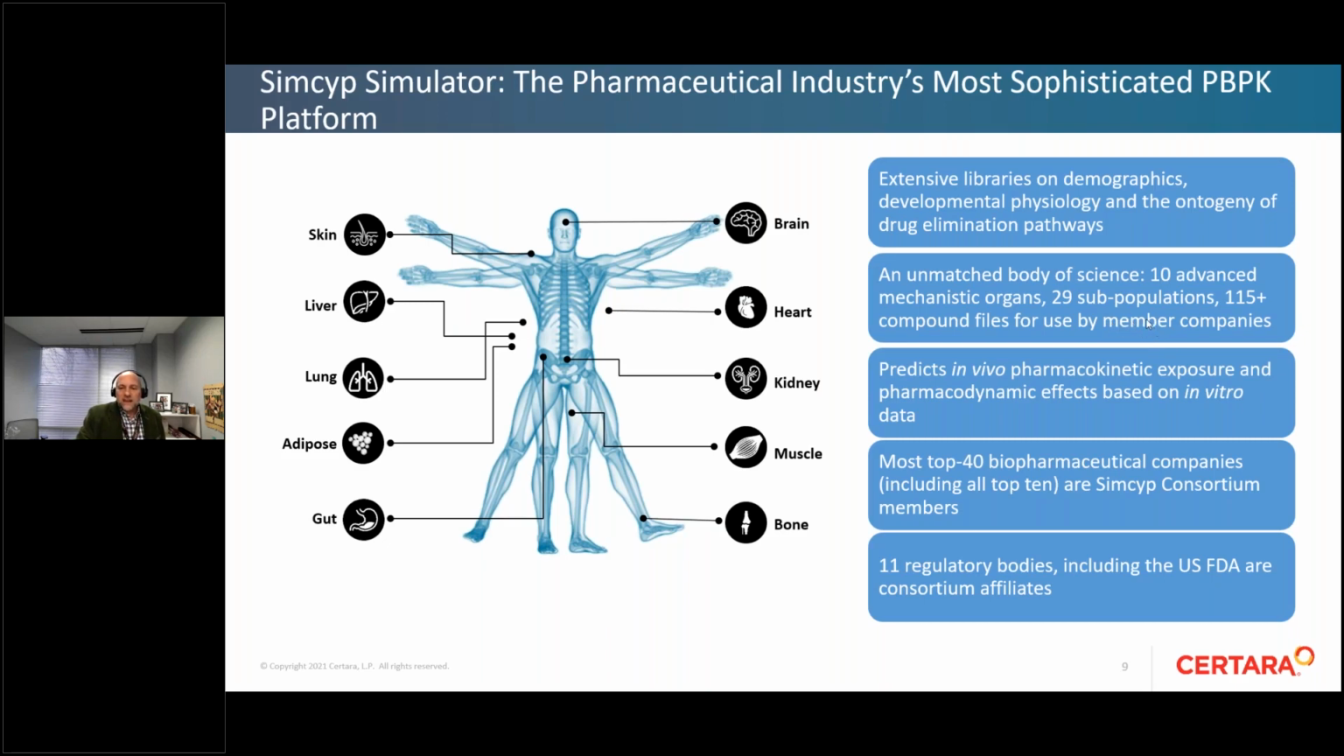We have 10 advanced mechanistic organs, 29 subpopulations, and over 115 compound files, which we'll talk about what those allow us to do here in just a little bit when Jean presents. One of the major applications is predicting in vivo pharmacokinetic exposure based on in vitro data. And most of the top 40 biopharmaceutical companies are consortium members, including all the top 10. In addition, 11 regulatory bodies, including the US FDA, are consortium affiliates.